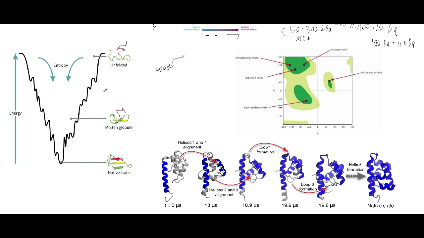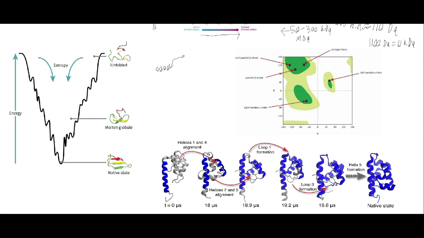And one of the reasons, though, so first we'll talk about it this way. We can talk about how we have this disordered protein. We go into what's called the molten globule state, which is partially disordered, but also partially ordered.